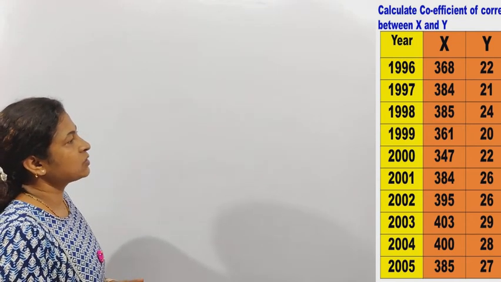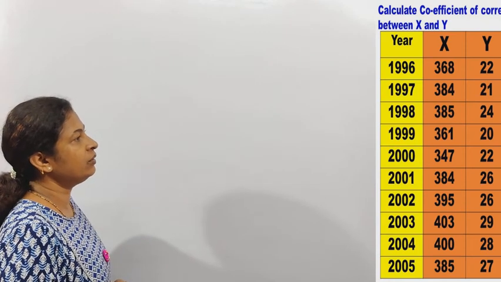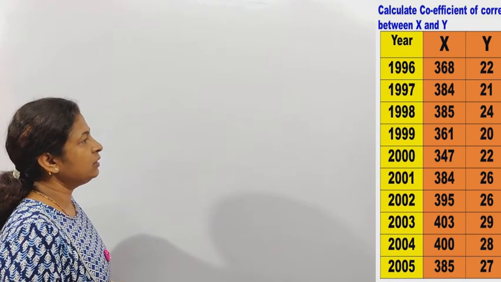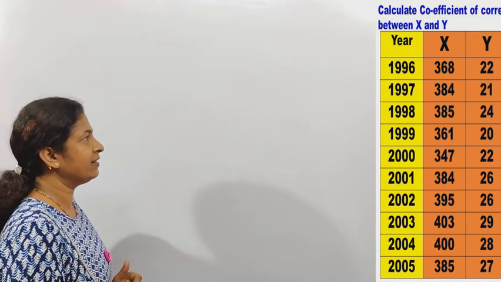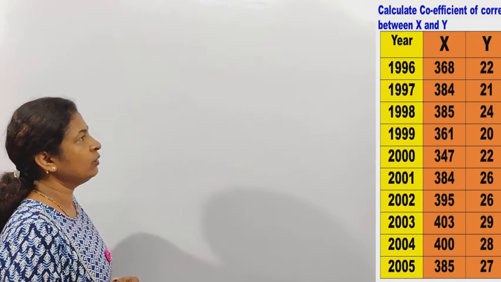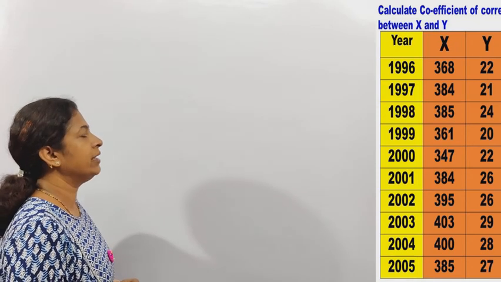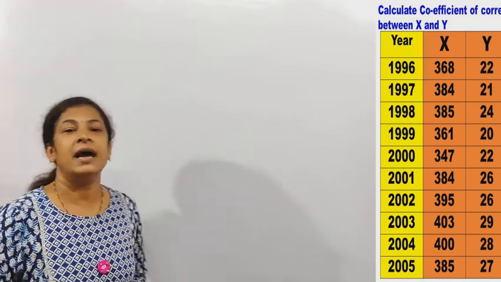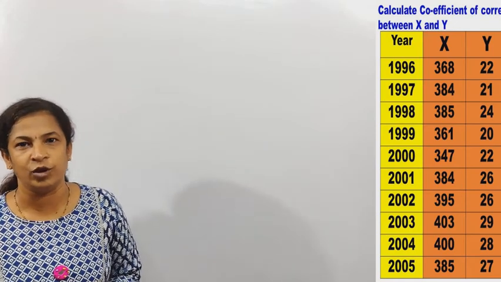2003, x value 403, y value 29. In 2004, x value 400, y value 28. During 2005, x value 385 and y value 27. Here, they have asked you to calculate Karl Pearson's coefficient of correlation.